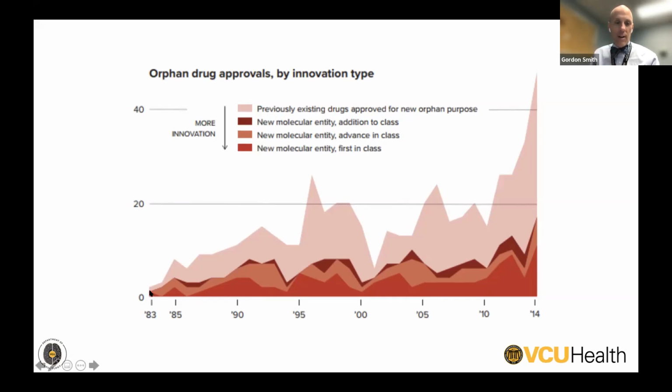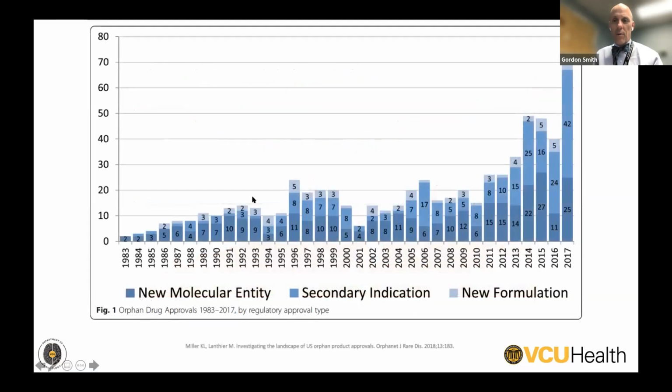This is what the Orphan Drug Act really intended to approve. And you can see when the Orphan Drug Act was passed, these actually represented much, if not most, of the approvals. But you can see now, new entity, first in class, or new entity, advanced in class, represent less than half of the orphan drug approvals. The rest are previously existing drugs approved for a new orphan purpose. Clearly not what Senators Waxman and Hatch had in mind, and Senator Waxman has spoken a fair bit about this, that the ODA is doing a great job, but there are some unintended consequences.